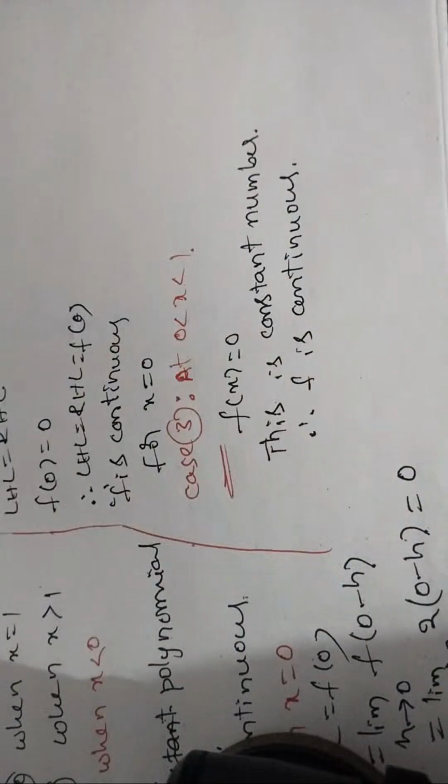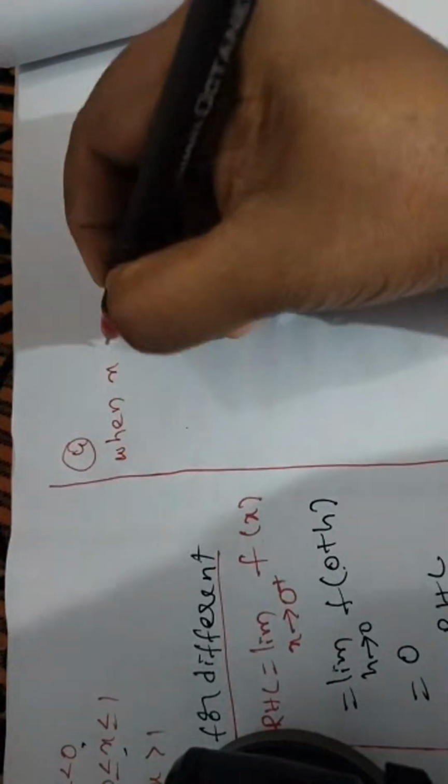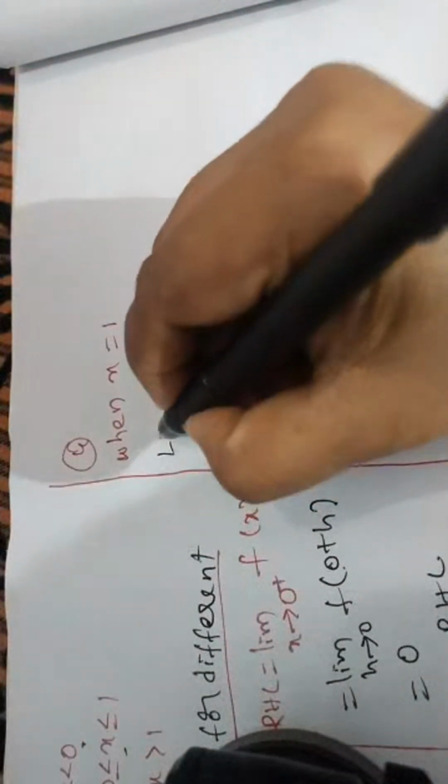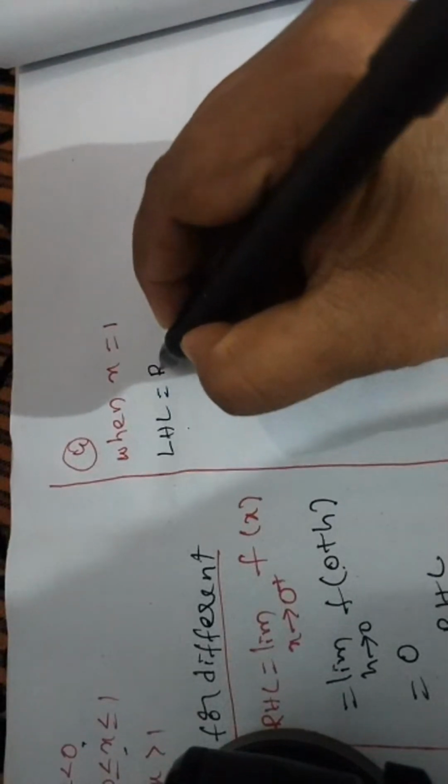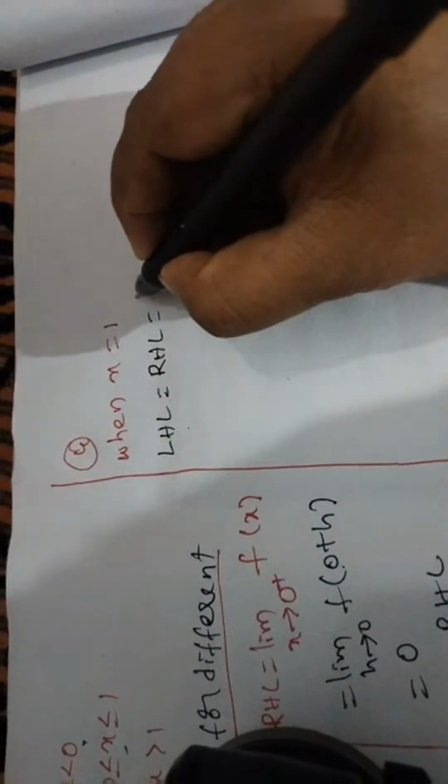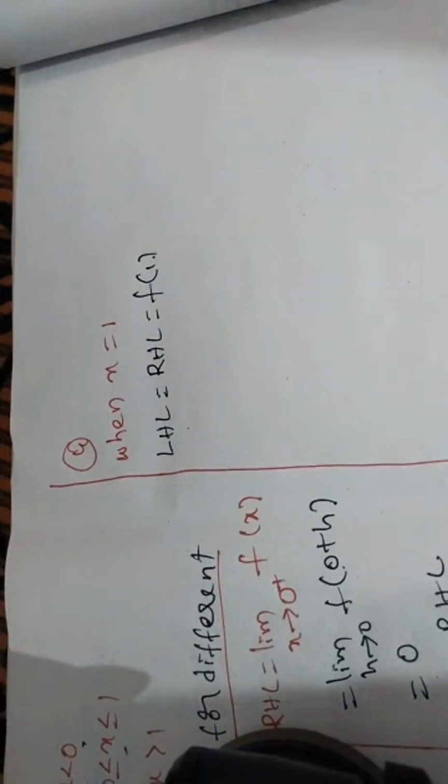Next, case 4. What is case 4 for us? When x is equal to 1. So go for the next case, case 4, when x is equal to 1. How can we write it? When we get equals, we write LHL is equal to RHL is equal to f of 1.